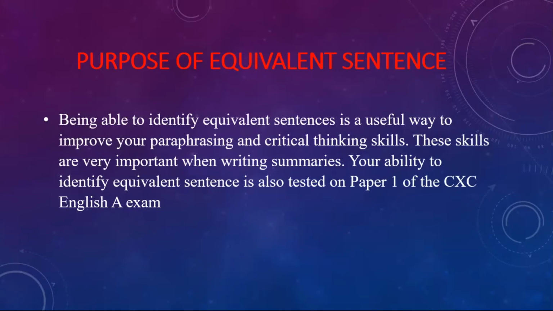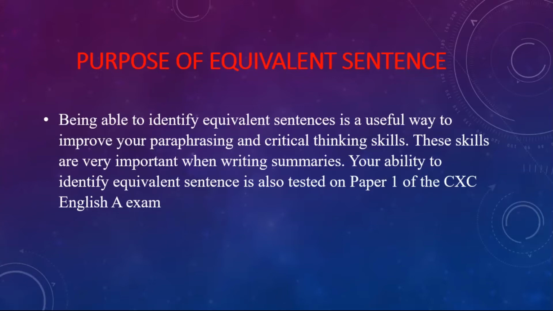Being able to identify equivalent sentences is quite useful in both paraphrasing and critical thinking. When we think about paraphrasing, we automatically think of summary writing, which means that equivalent sentences is one of the tenets of understanding and doing summary writing. Your ability to identify equivalent sentences is also tested in the paper 1 of the CXC English A paper. While you might not always see equivalent sentences on your paper 1, the skills needed for summary writing are basically the same in identifying equivalent sentences.